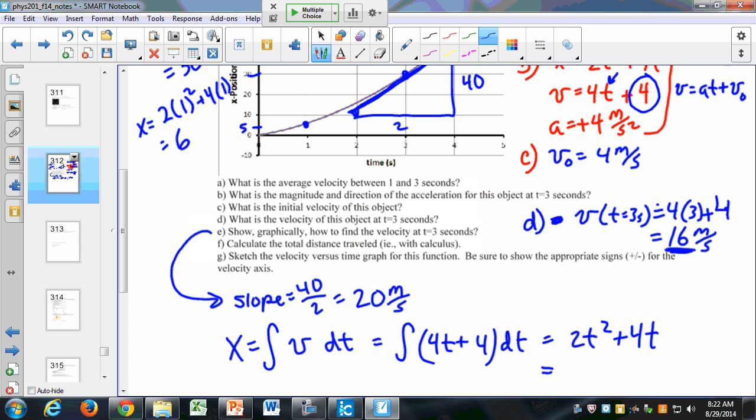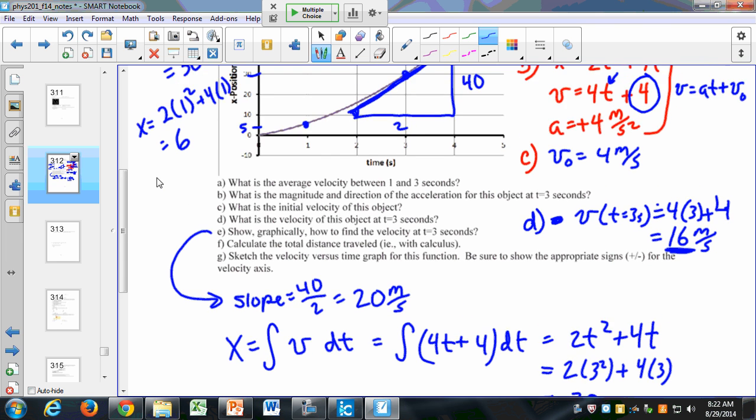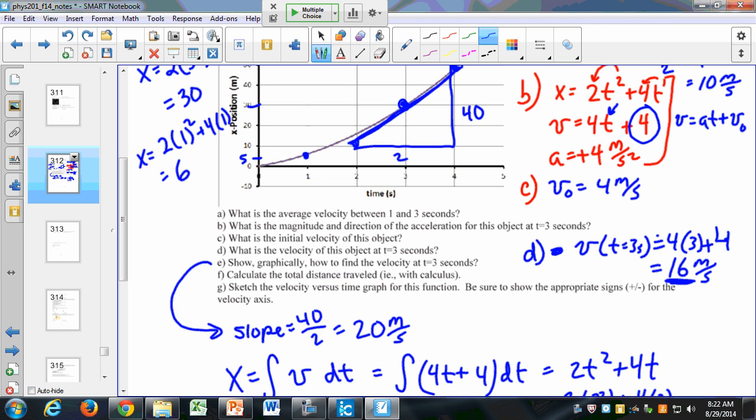And then what is the total distance traveled? Somebody tell me. What is it? 17? Well, that's not right, is it? At 3 seconds? Yeah, 3 seconds is 18 plus 12 is 30 meters. And we can find that on the graph here. At this point, I'm at 30 meters.